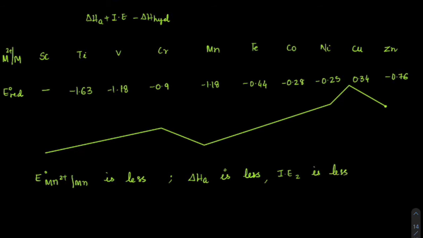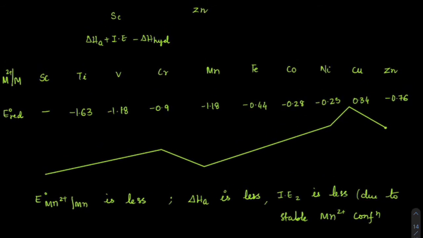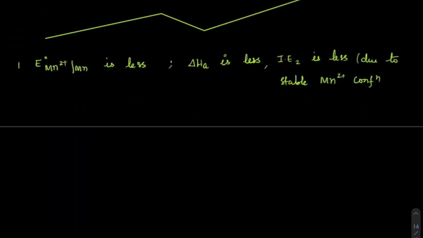Second ionization is also less because it would get a stable Mn+2 configuration. So these are the two important reasons, because both the values are becoming less, its hydration increases, overall hydration would be more, and it will tend to stay in the +2 oxidation state rather than in the metal state. I guess this point is clear. Right. This is the first one.